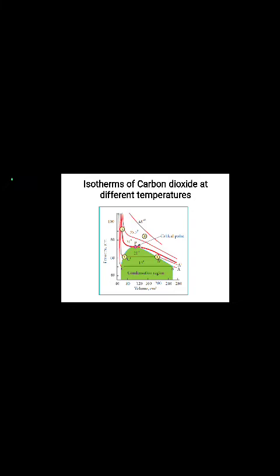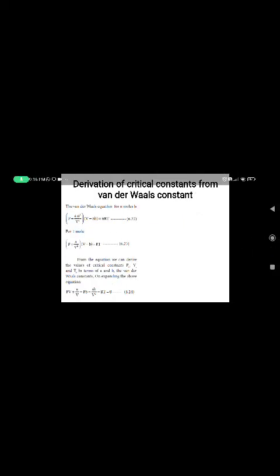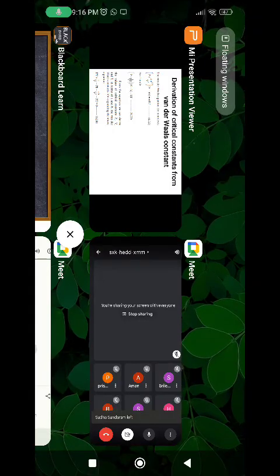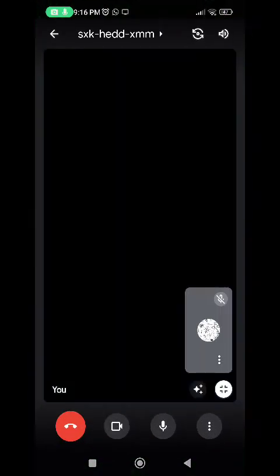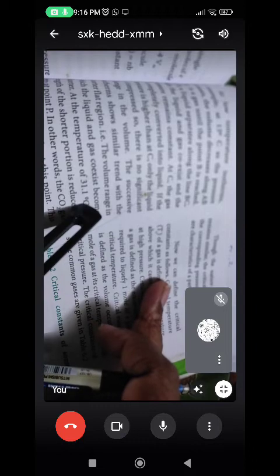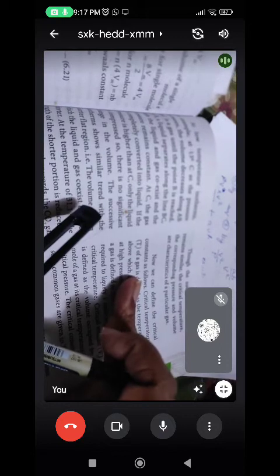அப்போ ஒரு பர்டிகுலர் டெம்பரேச்சர்னா அதுக்கு கரஸ்பாண்டிங்காக ஒரு ப்ரெஷர் இருக்கும், அதுக்கு கரஸ்பாண்டிங்காக ஒரு வால்யூம் இருக்கும். So they are called as critical temperature, critical pressure and critical volume. Now this is very important. Now we can define the critical constants as follows.